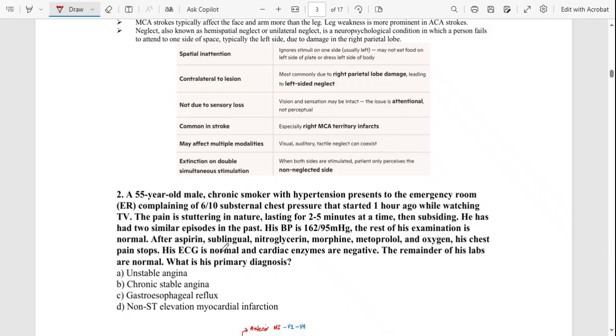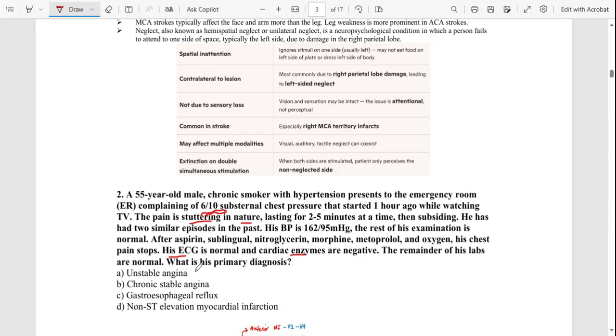So we have this patient that is watching TV and then they develop this pain. They have now got this pain, which is actually pressure, which started 1 hour ago. And then there's also pain that is stuttering in nature, lasting 2 to 5 minutes at a time, subsiding. And then when they take some painkillers, the pain is actually relieved. And then the ECG is normal, cardiac enzymes are also negative, and then the remainder of labs are also normal.